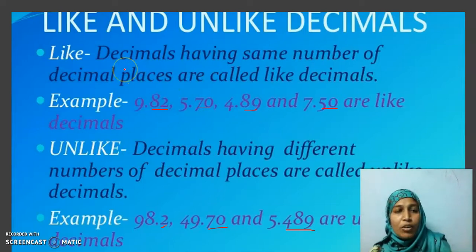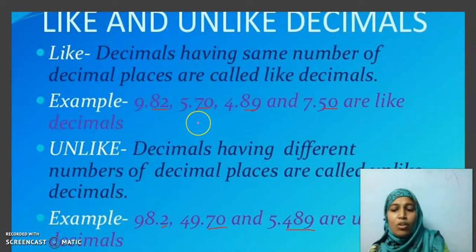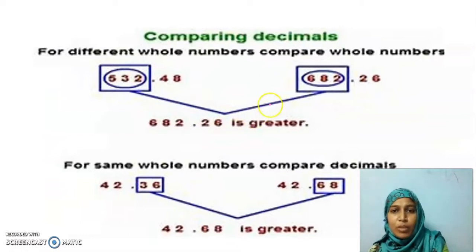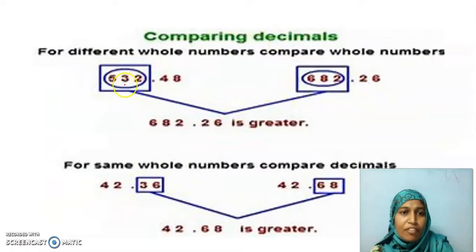Only if we know what like and unlike decimals are, we will be able to compare or add or divide or multiply. So you should know about like and unlike decimals. Is it clear, my dear children? Okay, now let us learn how to compare decimal numbers. When we have different whole numbers, no need to worry about the decimal part. We will just compare the whole part.